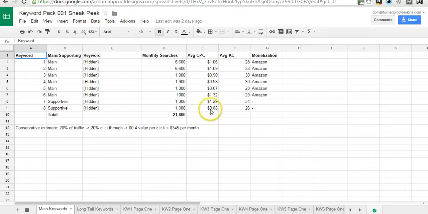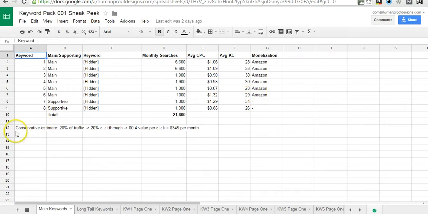Average CPC is, you would probably receive about 30% of this if you had an advert on your page that was clicked. So in this example, none of these are really great keywords for earning money from AdSense. Here you might earn like 90 cents per click, which is reasonable, but you do a lot better from Amazon, which is why the monetization is Amazon.